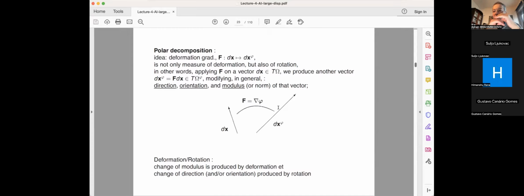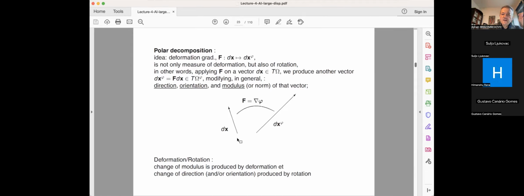But in reality, what we really care about: direction and orientation would simply give you large displacement, large rotation, but most of the time what is of interest to us is large deformation. So what is deformation? This is the change of the modulus or the norm of this vector. In other words, if this vector appears here two times as big as the previous vector, you can say the stretch is equal to 2. You stretch it two times and you really introduce very large deformation.